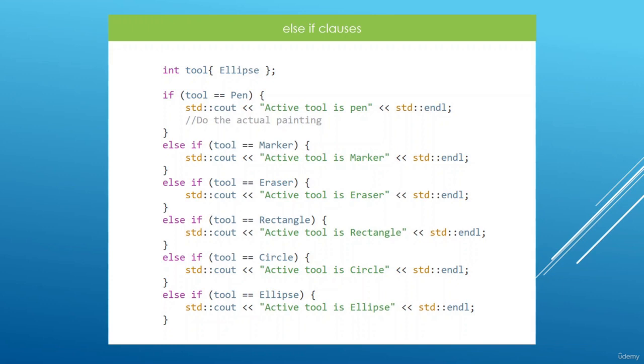the user. And when you do something like this, only one block in this whole chain of statements is going to execute. So for example, if we have the marker as the current tool, the code inside this block is going to execute and say active tool is marker, but nothing else in this block is going to execute. After we run this statement, control is going to jump at the end of this whole chain of if and else if statements here. I really hope you understand this. And this is really powerful stuff.